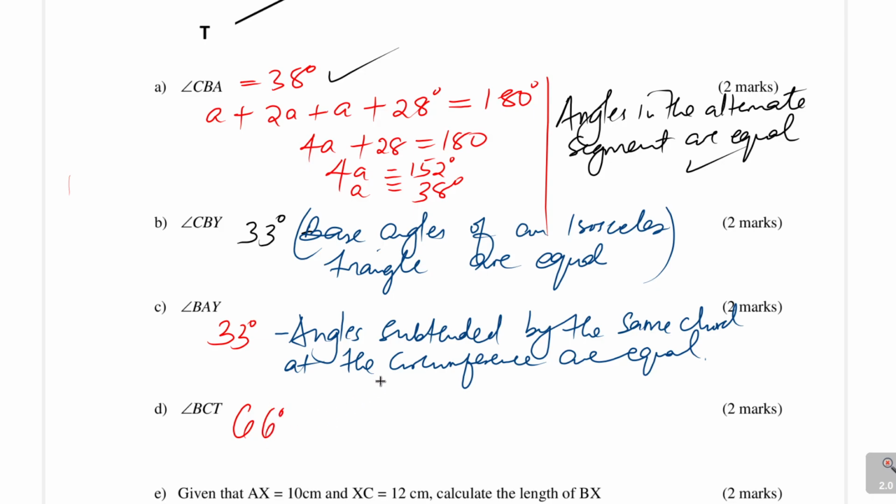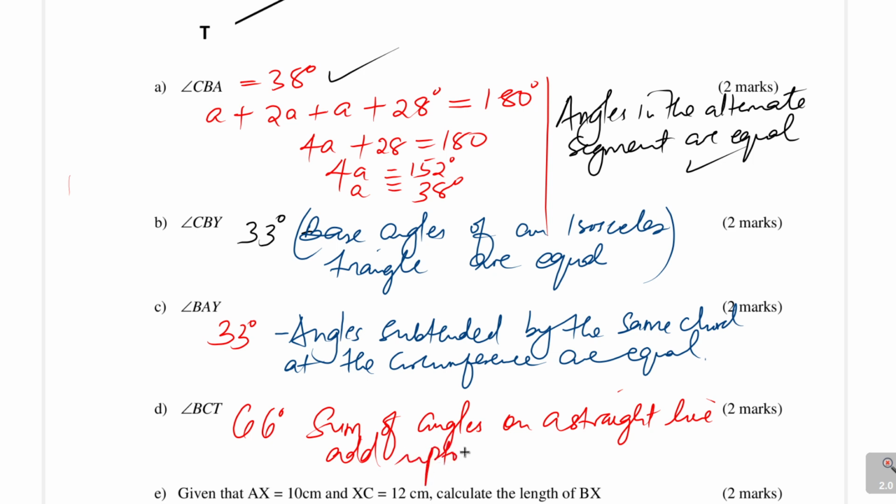And we can just give one reason that we used. Sum of angles on a straight line add up to 180 degrees, and that is all about the angles. Now we can go to the other question.